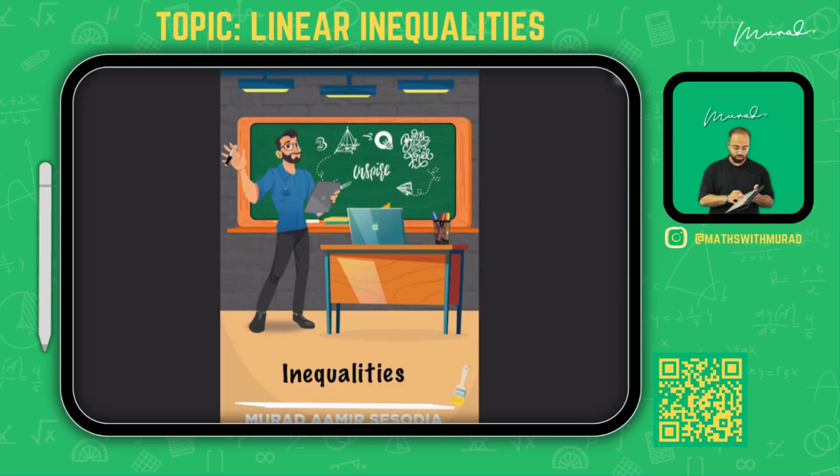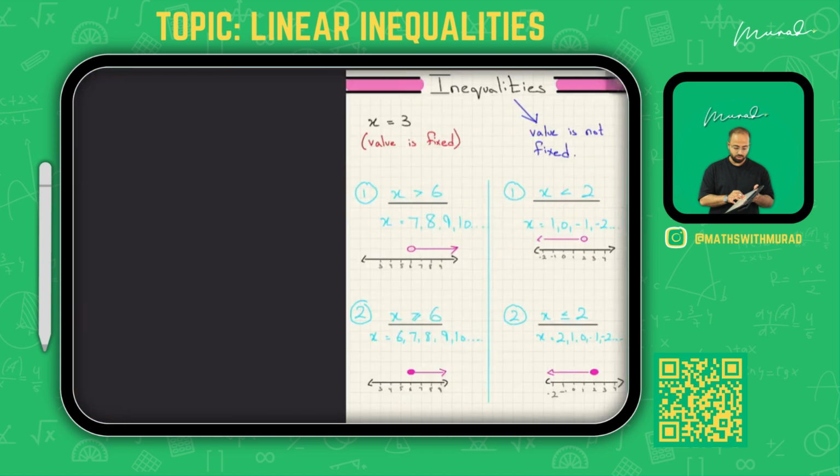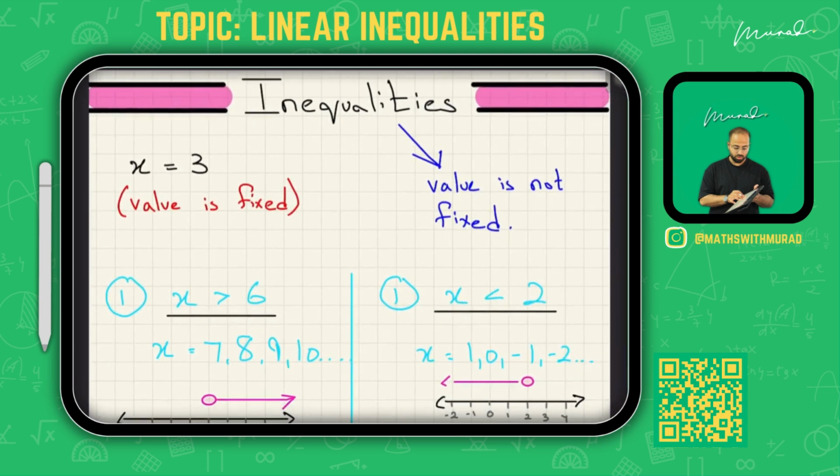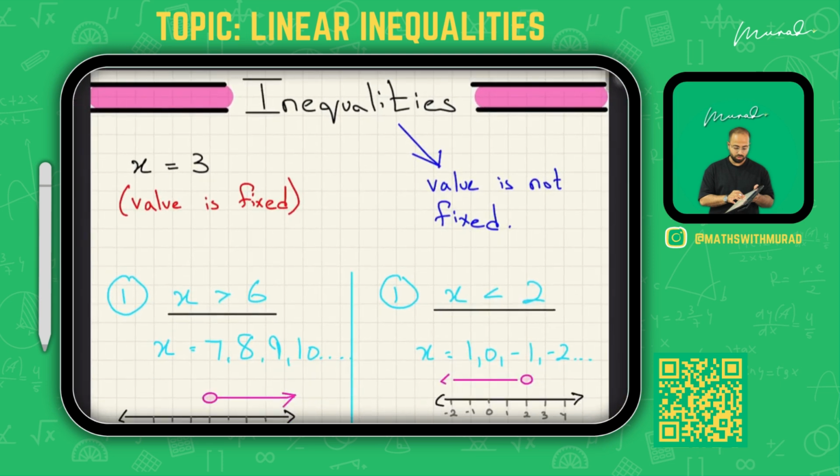So today we are discussing inequalities for 402 for mathematics. Now, the first important thing you need to know about inequalities is, I'm going to discuss some previous things. That is x equals to 3 over here. So what does it mean, x equals to 3? X equals to 3 means the value of x is fixed. When the value of x is fixed, that means it cannot be changed.